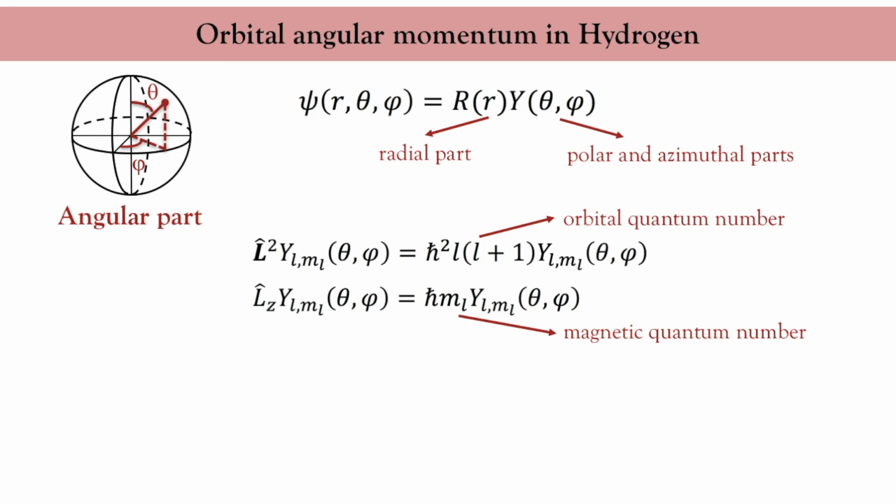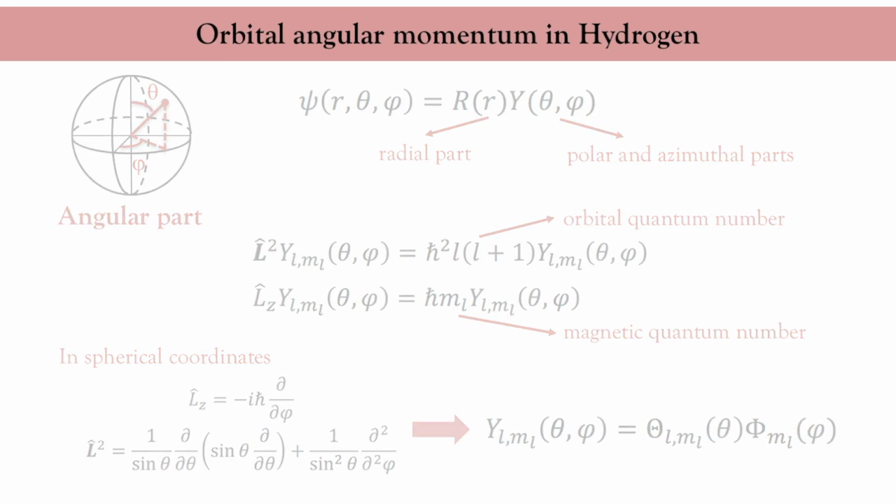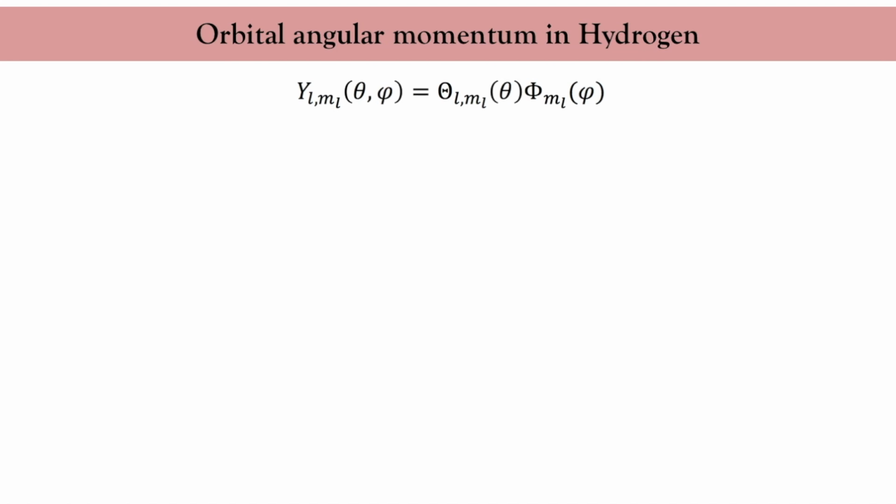We can determine the exact form of the polar and azimuthal dependence by writing explicitly the operators Lz and L squared in spherical coordinates, assuming that we can again separate the angular part of the wave function as a product between two functions, one depending only on the polar angle theta and the other one depending only on the azimuthal angle phi. Okay, so let's do that.